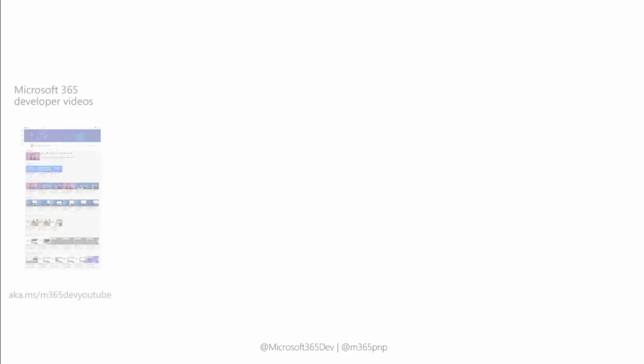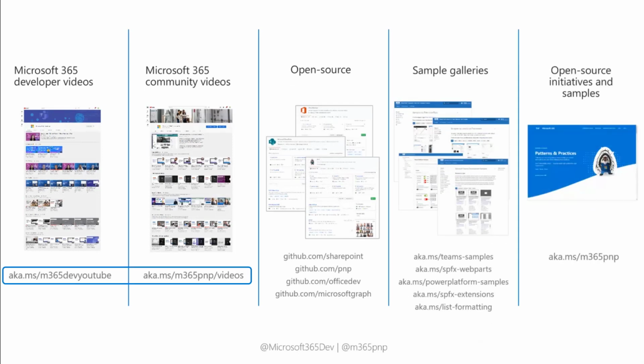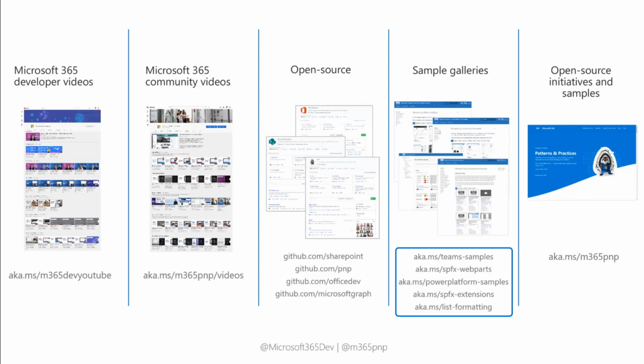And now we do have a lot of assets available. A lot of different channels, and we have 2 YouTube channels. We have a lot of open source assets and sample galleries. If you're wondering what the URL is, there are too many URLs. I can't handle this, and aka.ms/m365pnp is the one location where you can find all of the assets and things which are available for you to take advantage of.